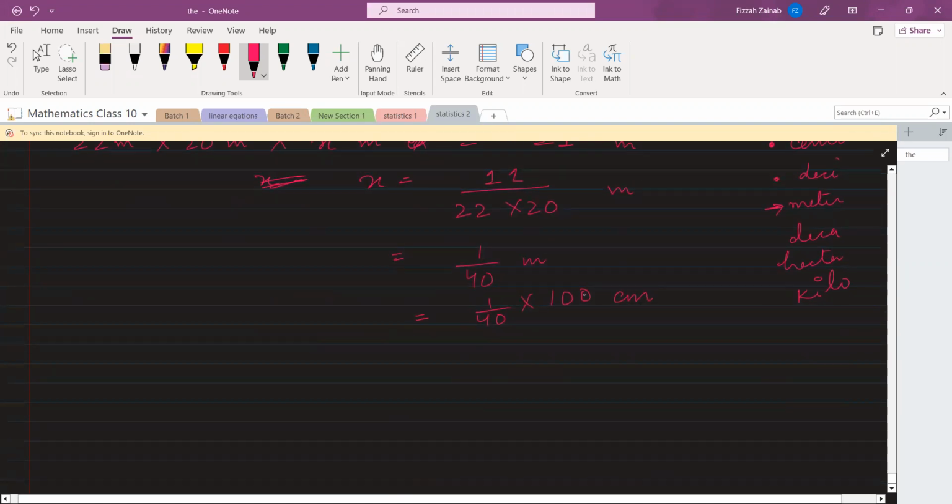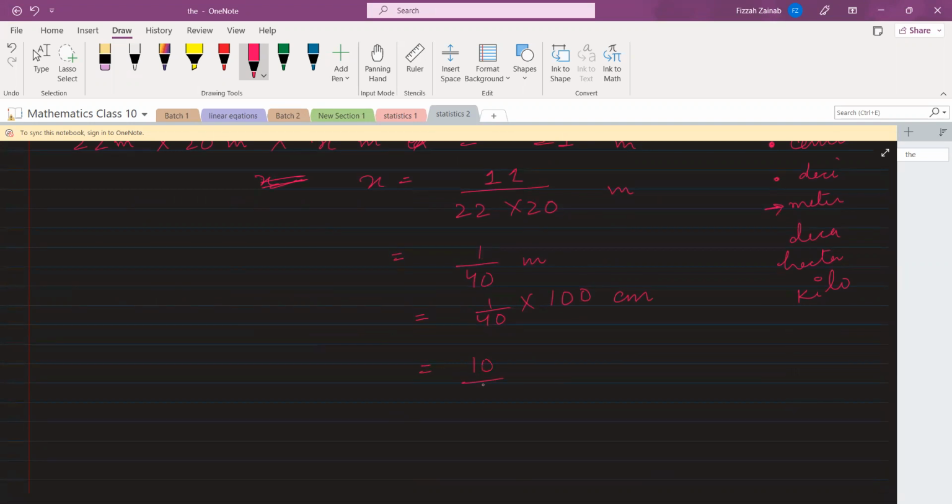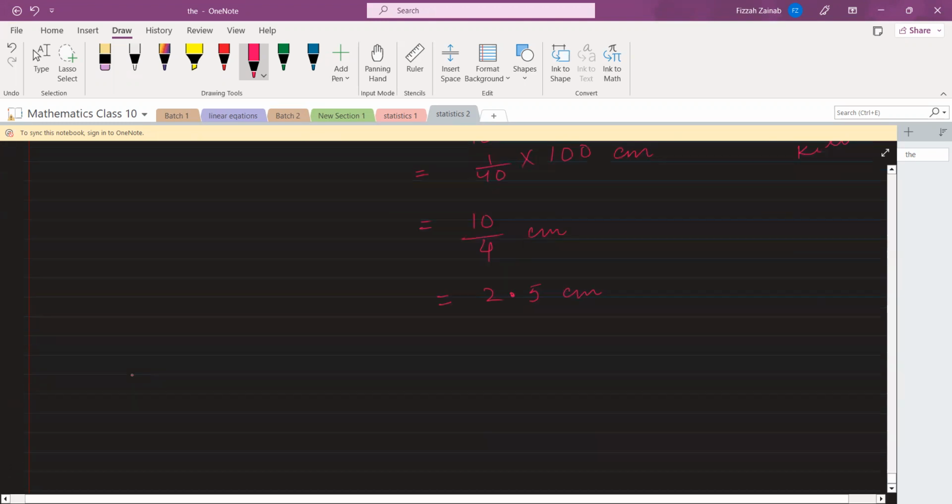Okay, so 1 zero cancels out. It is just 10 upon 4 centimeter, which you can easily divide. So 4 into 2 is 8, it will become 20. So 2.5 centimeter. This is the rainfall in centimeter. Okay, I hope you understand this.